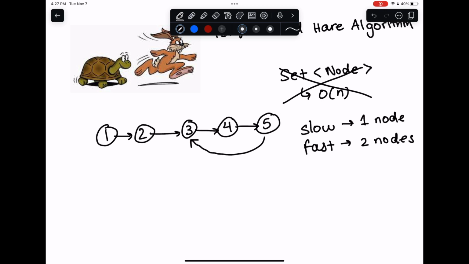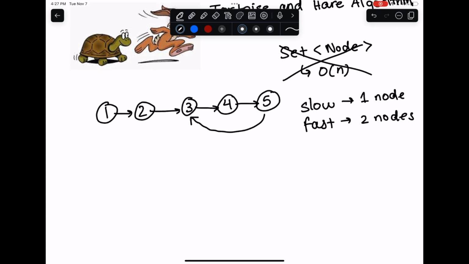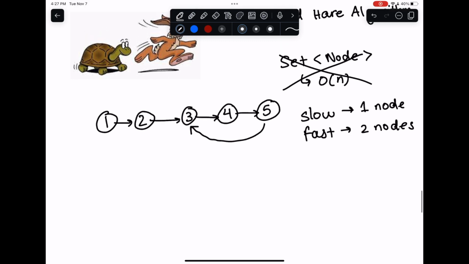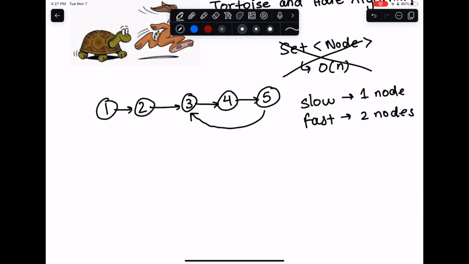This is sort of a mathematical proof thing, but if you've ever done questions where there's one runner going on a circular path and another runner going twice as fast, will they ever meet? Well, we know they meet because it's a circular path. A cycle is something similar. We know that there's some point where it's going to cycle around to a previous node. So we can have a slow pointer and a fast pointer.